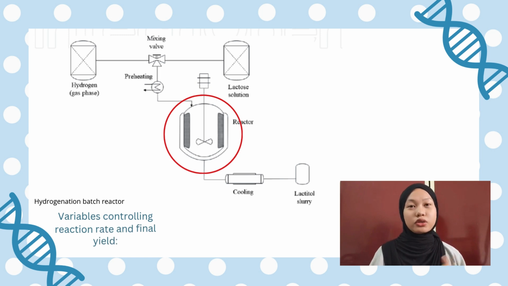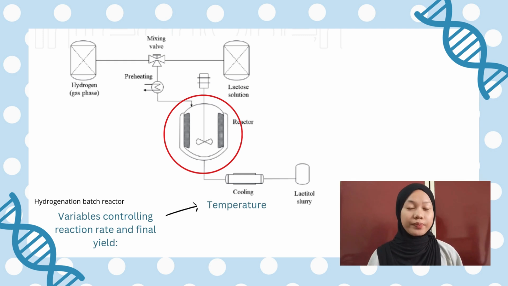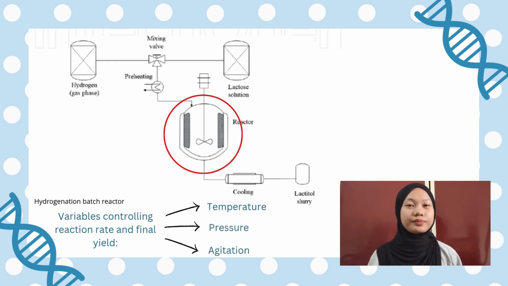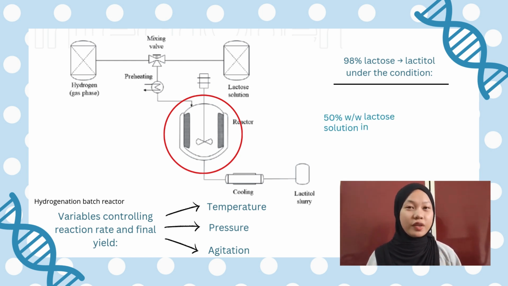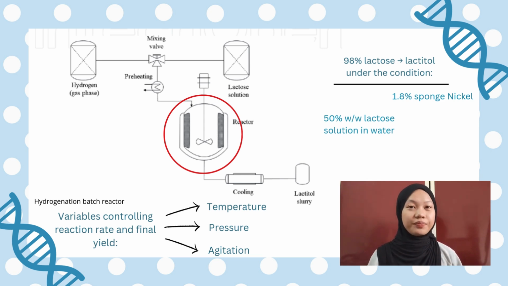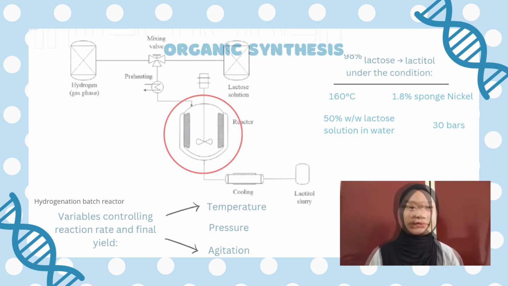The main variables in controlling the reaction rate and final yield are the temperature, the pressure, and also the agitation of the molecule. According to Kashagen, about 98% of lactose was converted into lactitol under such conditions, using 50% weight over weight lactose solution in water with 1.8% sponge nickel at 160 degrees Celsius and 30 bar.